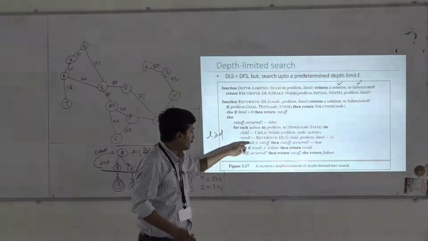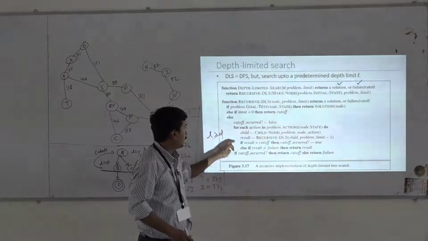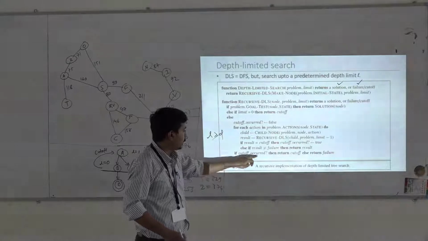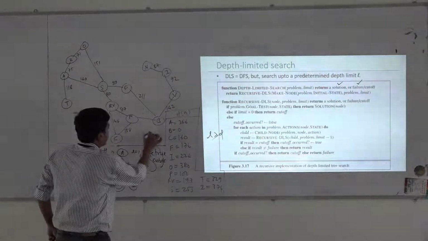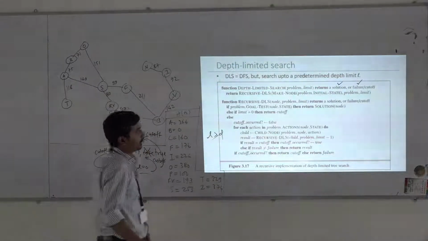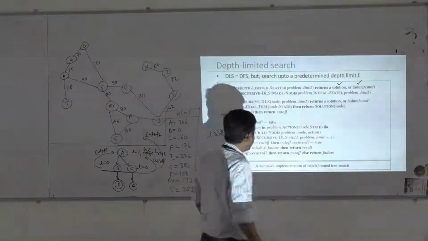So if it changed to true, it is already true. As this is satisfied, this is skipped. There is no more action possible. So cutoff occurred is true, then return cutoff. So we are returning cutoff. In this way we have seen all three possible cases of this algorithm.